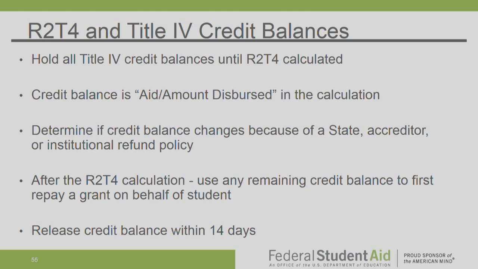And you also need to remember the same rules for credit balances as always apply. You must release that credit balance within 14 days, but in this case, it's within 14 days of the date that you perform the calculation, because we recognize that that's the date that you actually know what the student is entitled to receive as a credit balance.